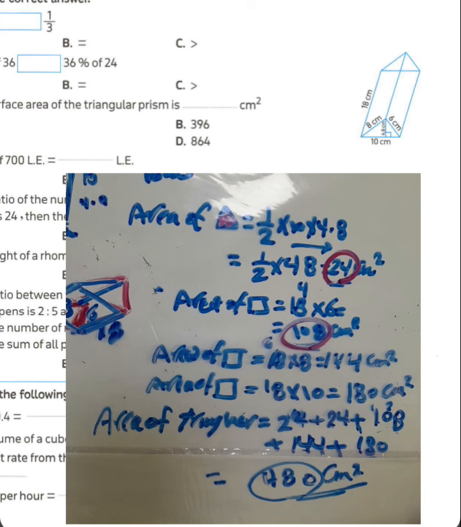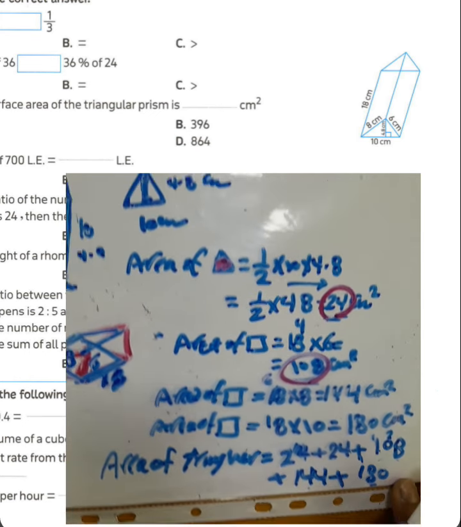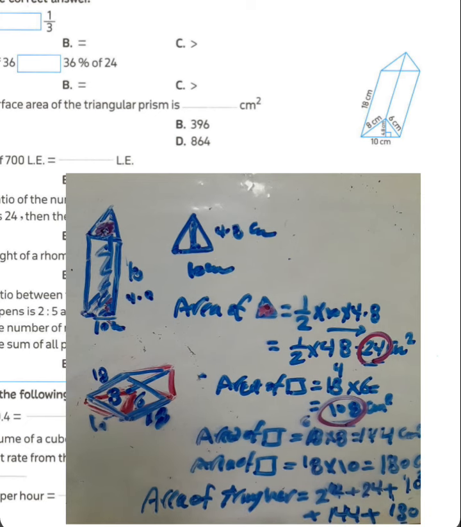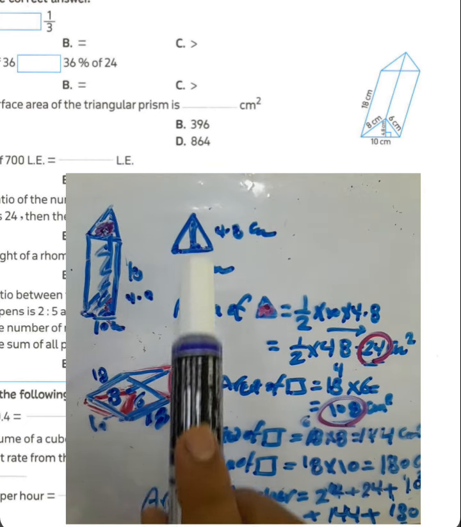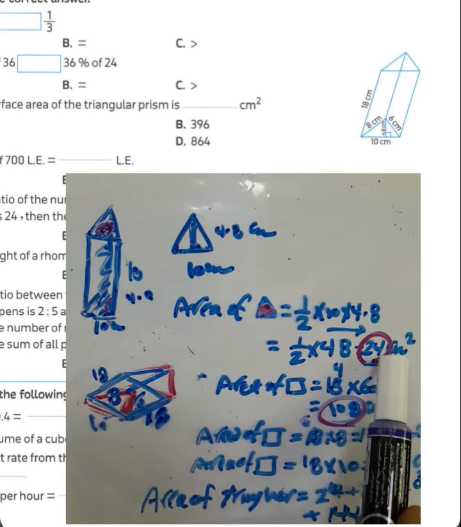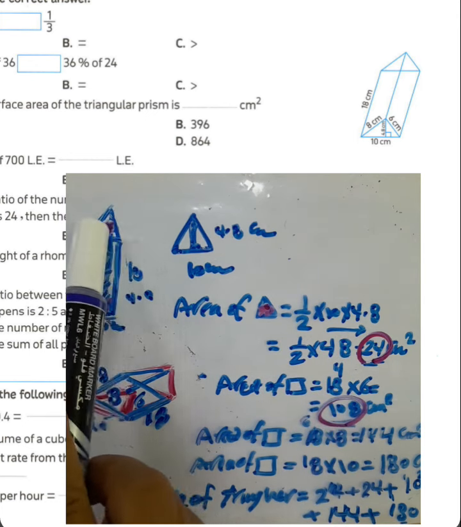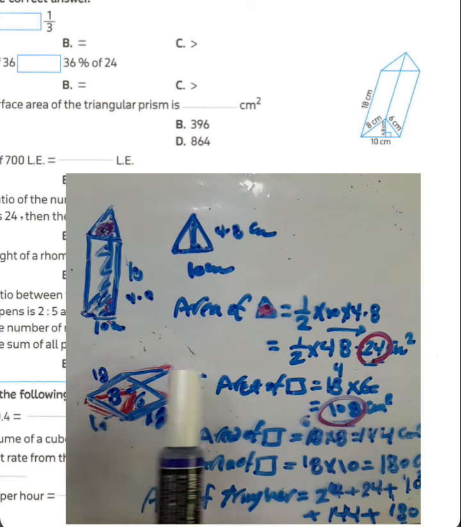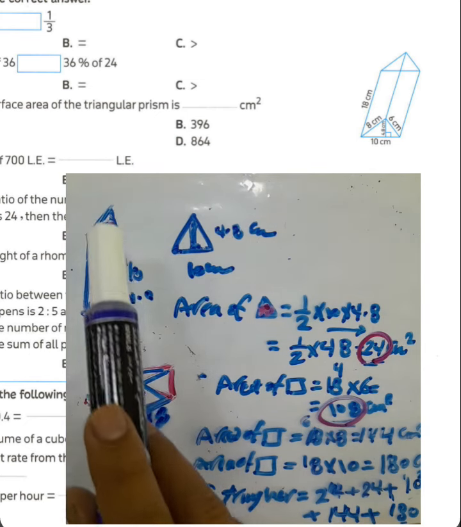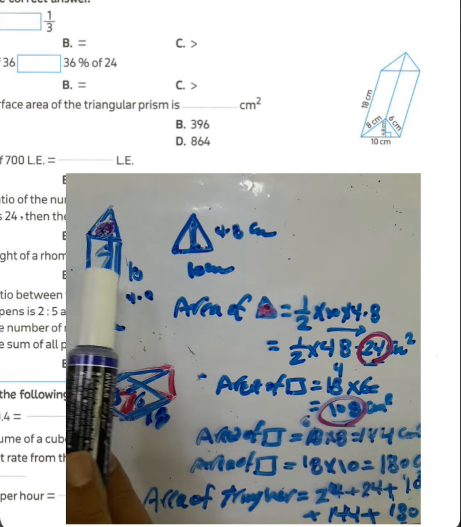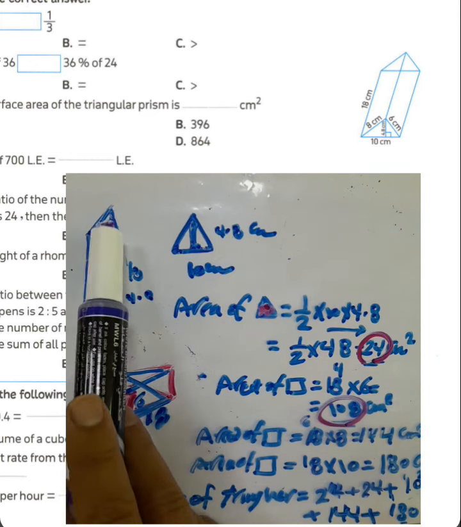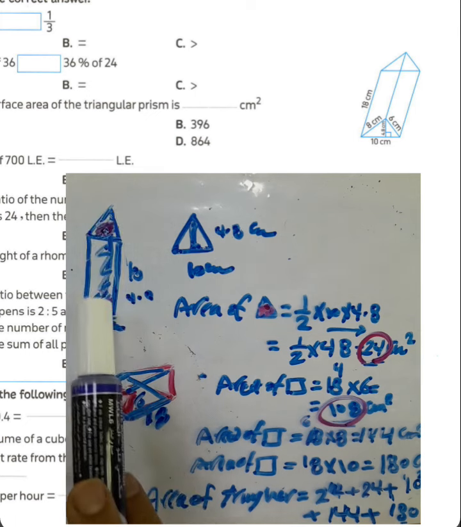Okay, again in this example we found the area of the triangle in the base was 24, half times the base times the height, and the area of the triangle in the top, half times the base times the height. Again we have two rectangles here on the right hand side and left hand side, and one rectangle in the base, and we have two triangles that are congruent.